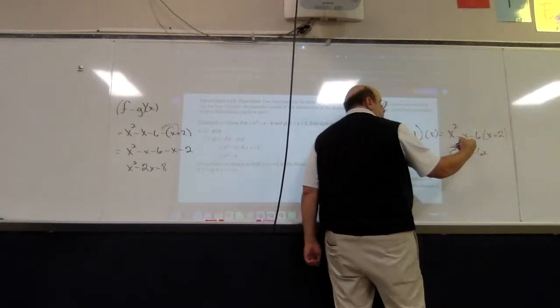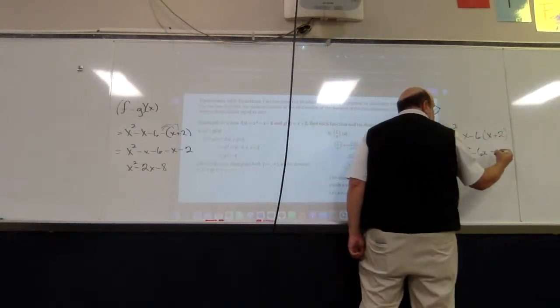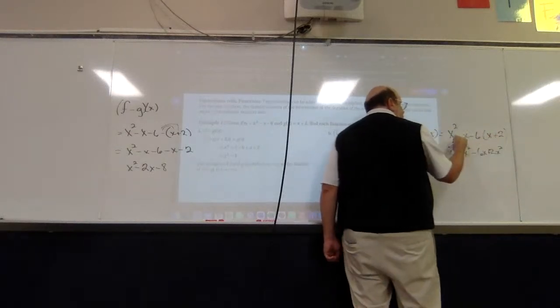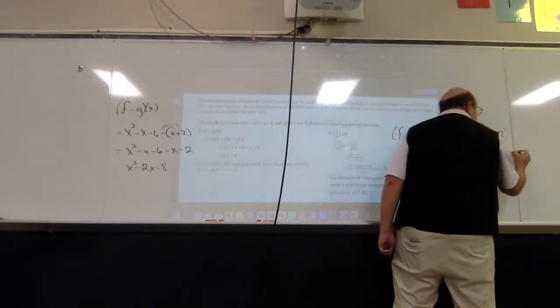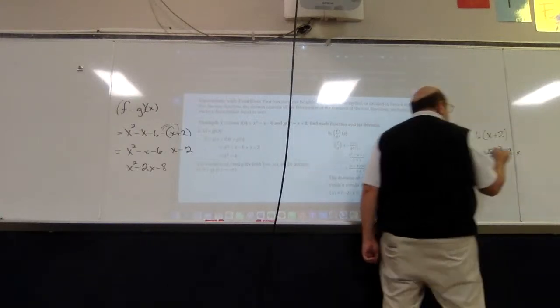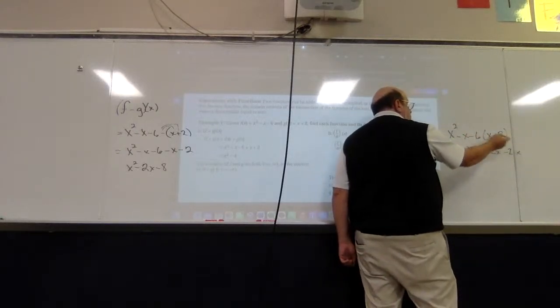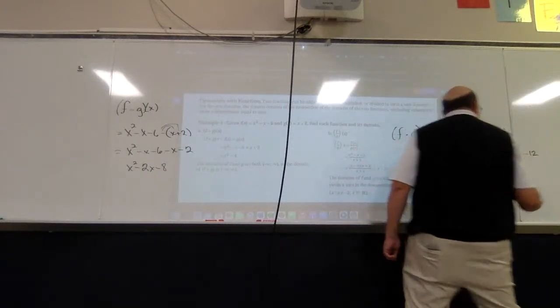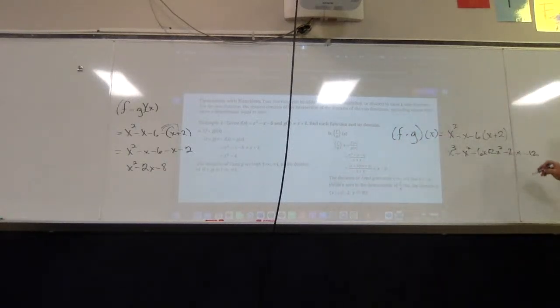Now I'm going to do the same thing with the 2. 2 times x squared is 2x squared. 2 times negative x is negative 2x. And last but not least, 2 times negative 6 is negative 12. Great. All right. So now we're just going to combine our like terms.